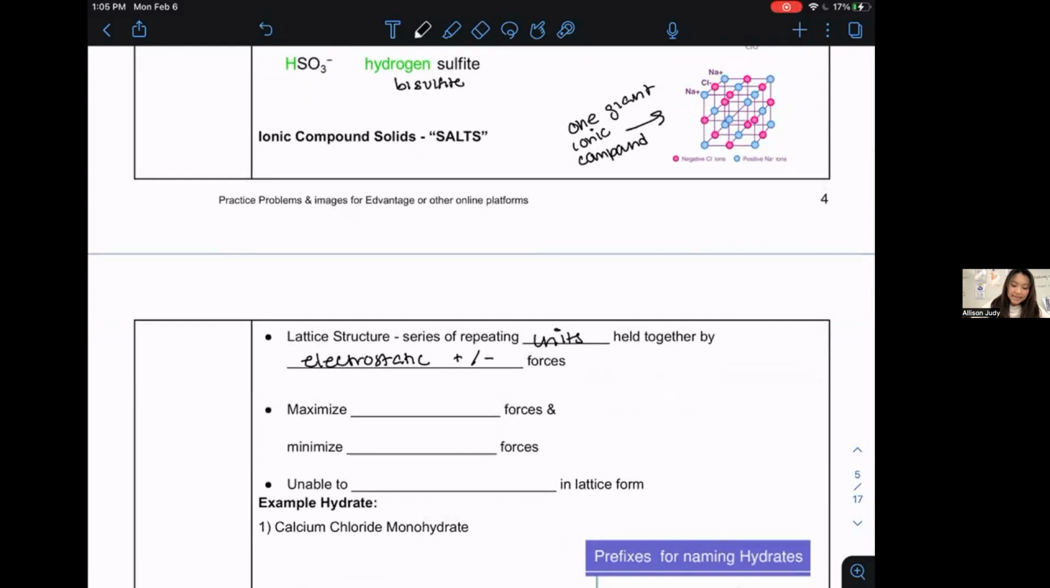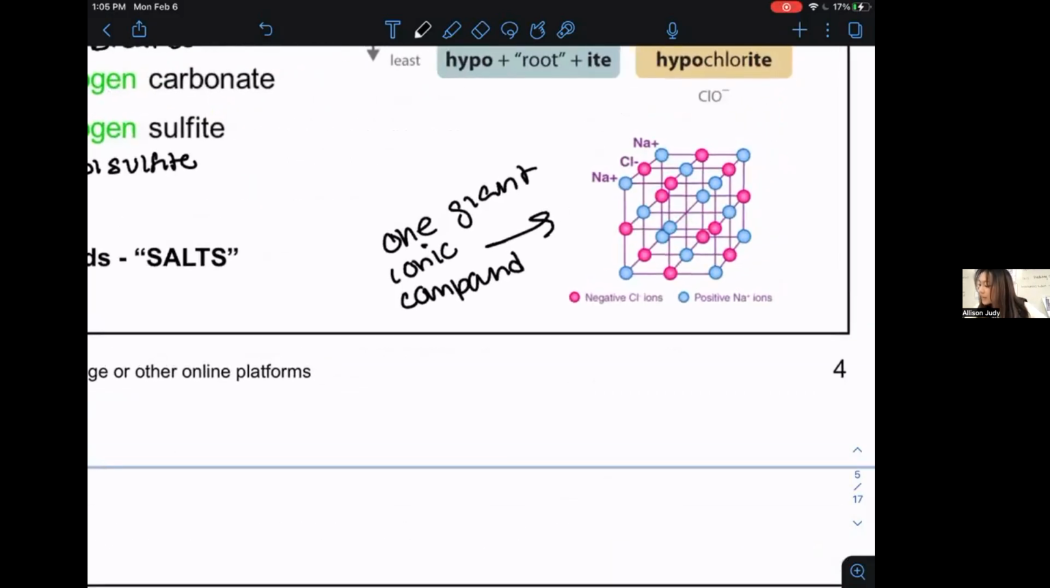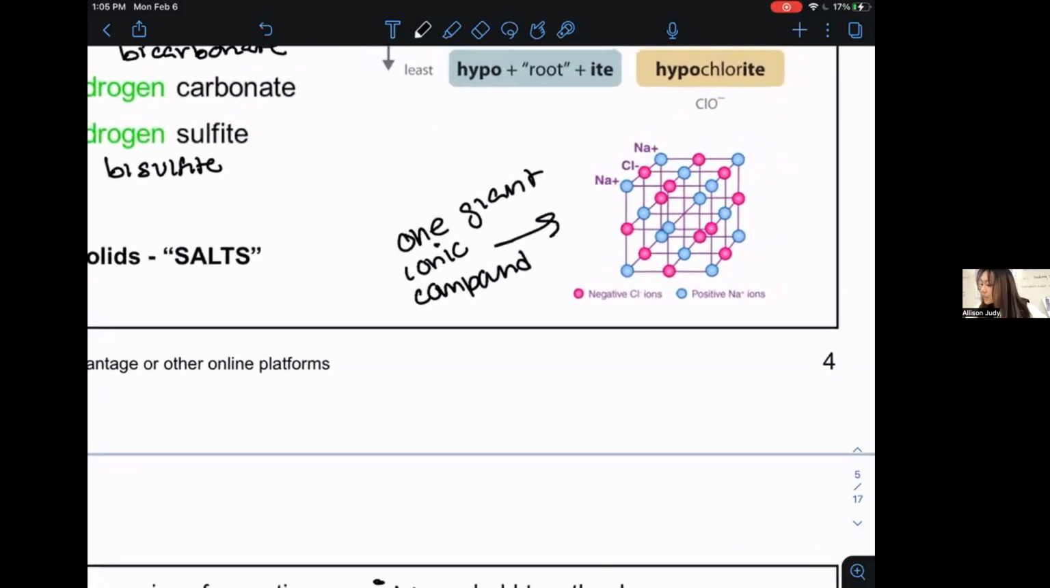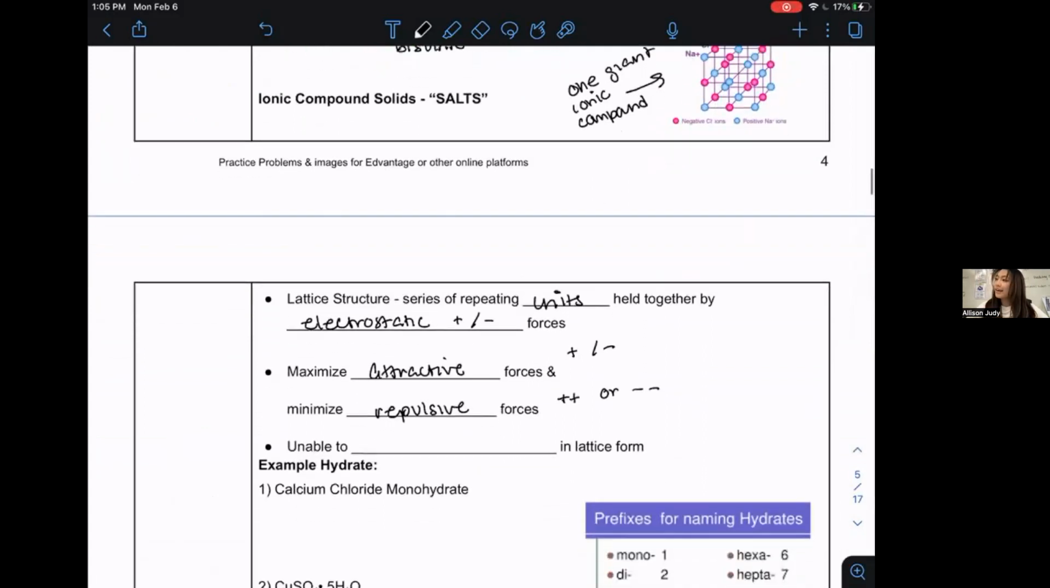what we say is that in these ionic compound lattice structures, we maximize attractive forces and we minimize repulsive forces. So that's why we arrange it positive to negative and not positive to positive or negative to negative. Notice every pink is next to a blue. Every blue is next to a pink. Just think about it as your 3D tic-tac-toe.